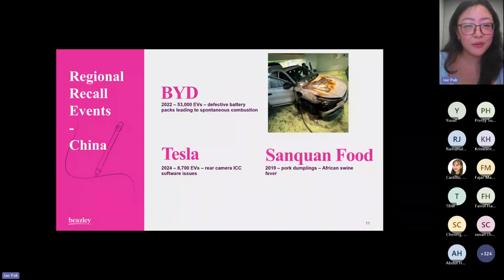In China, BYD recalled 53,000 EVs because of a defective battery, which was leading to spontaneous combustion. In 2024, Tesla recalled 87,000 EVs because the rear camera ICC had software issues. San Quan Food, in 2019, had issues with pork dumplings containing African swine fever.